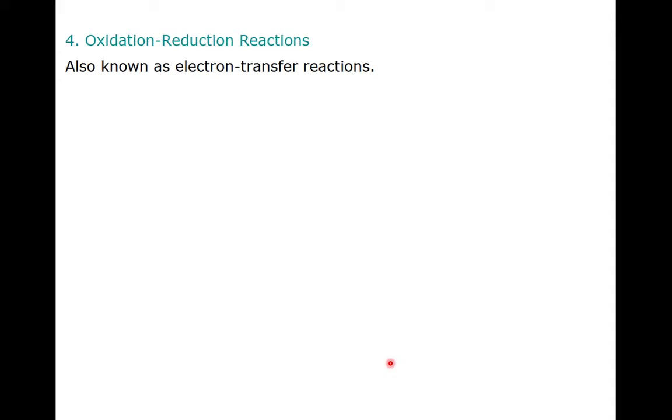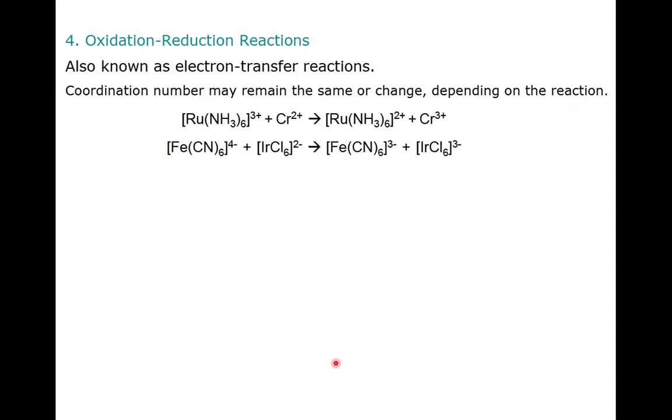Here's a preview. We'll talk about these later in more detail. Oxidation-reduction reactions, electron transfer reactions. These are the simplest. We have ruthenium here. The ruthenium is in a +3 oxidation state. It reacts with chromium 2 to get reduced down to ruthenium 2. And in the process, of course, that electron comes from the chromium, so the chromium now is in the +3 oxidation state.